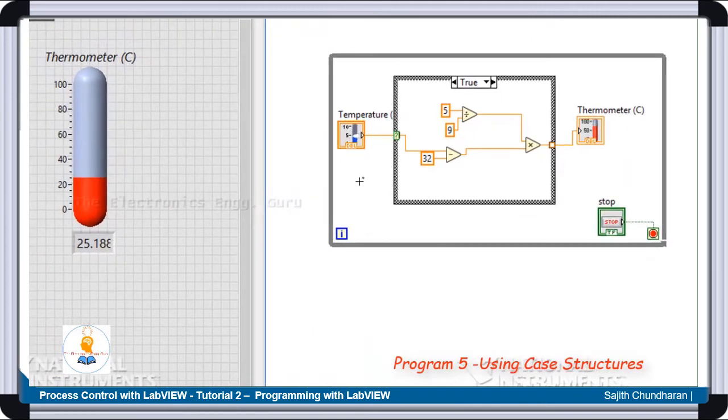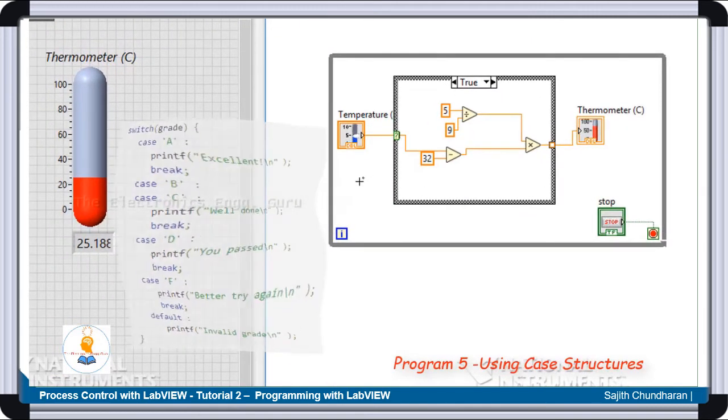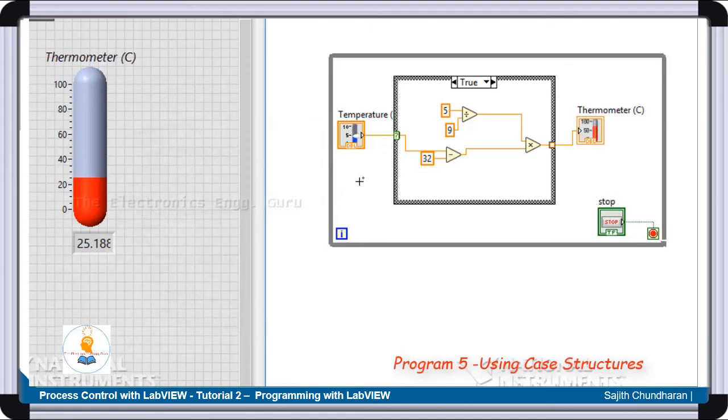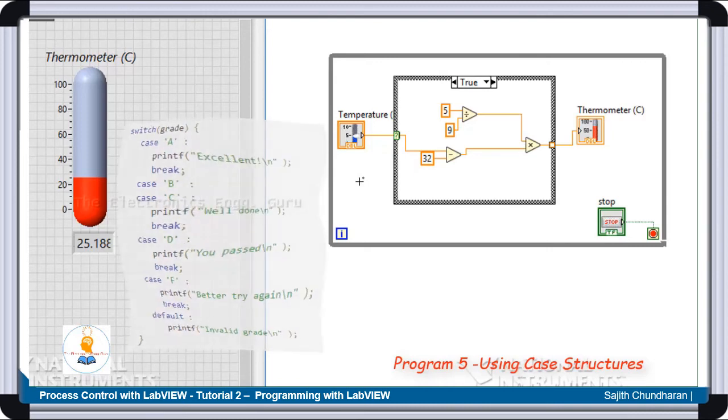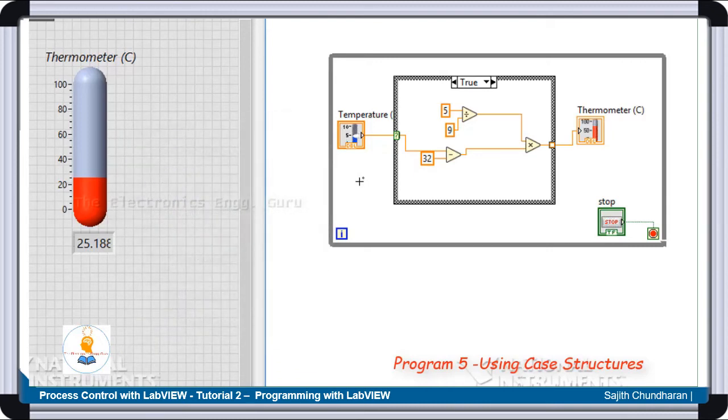Case structure is something related to the switch statement in C programming. So in C programming we do have if-else statements and switch statements, which have almost similar functions. The switch statement is more professionally used, and a case structure is similar to a switch statement. Here when you open up a case structure, normally you will have true and false.